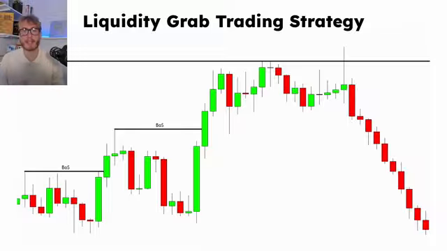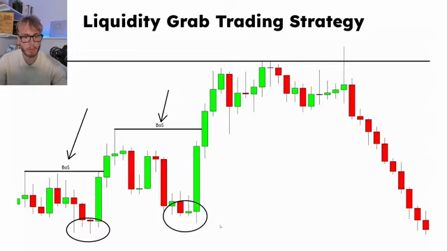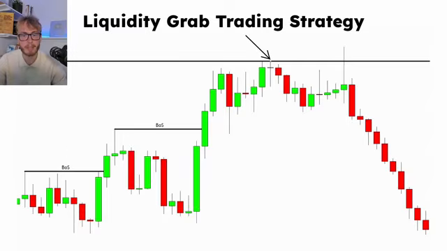Alright, so now let's take a look at how to trade liquidity grabs. And the first thing we can notice about this chart is that we are in an uptrend because the price continues to break structure while at the same time maintaining the lows. Right here we printed a new high.